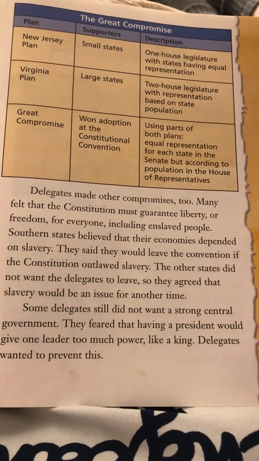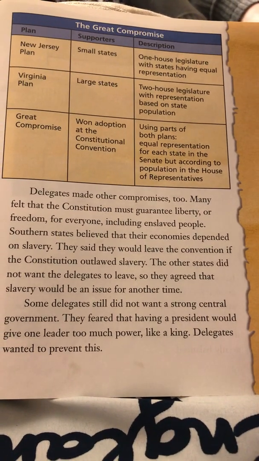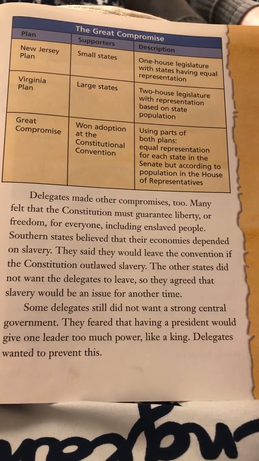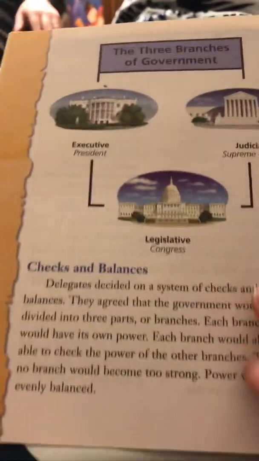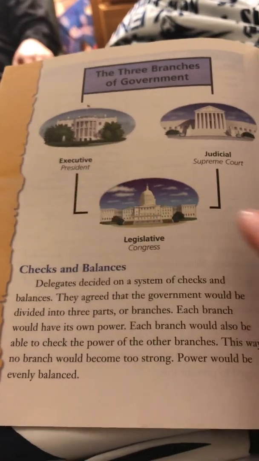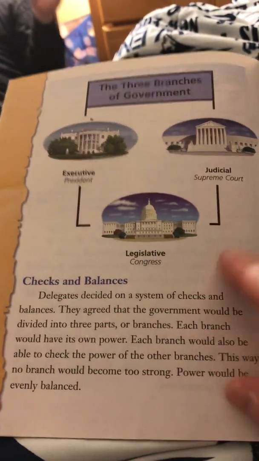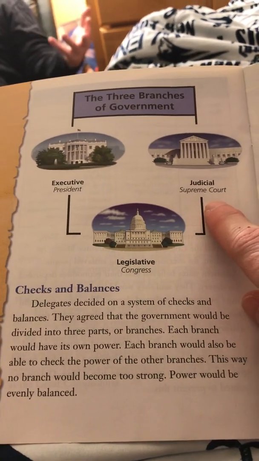Some delegates did not want a strong central government. They feared that having a president would give one leader too much power, like a king. Or emperor! Delegates wanted to prevent this. The three branches of government: executive, president; legislative, that's Congress; judicial is the Supreme Court.